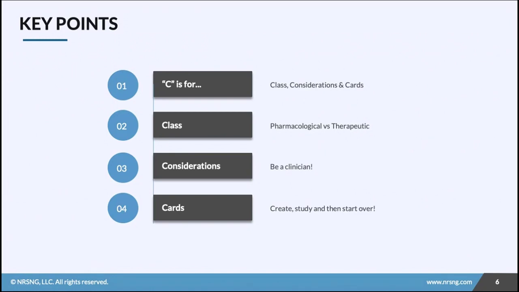And then I want you guys to be a clinician. Really understand the considerations for your patient's vital signs, for them to be able to administer this medication at home, and understand that you're the one making the decision when you're standing in front of the patient with that vial of morphine or whatever it is. And then I want you guys to make cards, create cards, organize them by pharmacologic class, by generic name, and then start studying them and start over with the medications that you're giving most often.